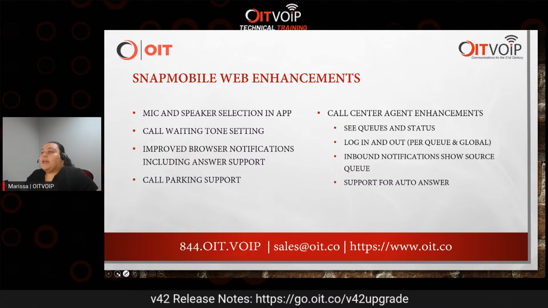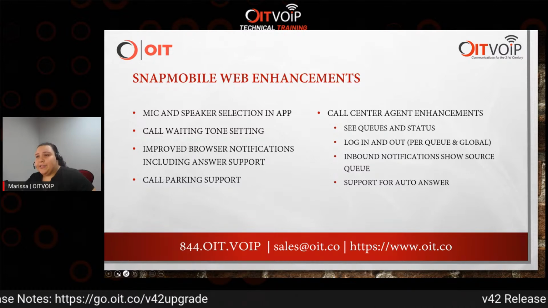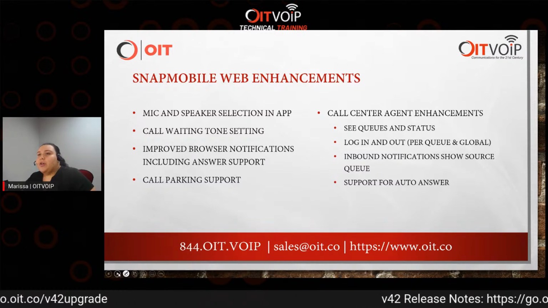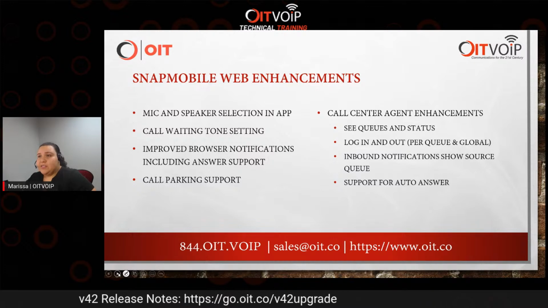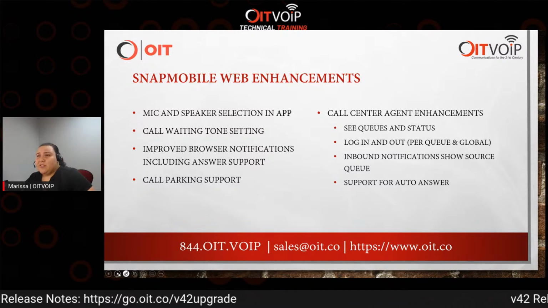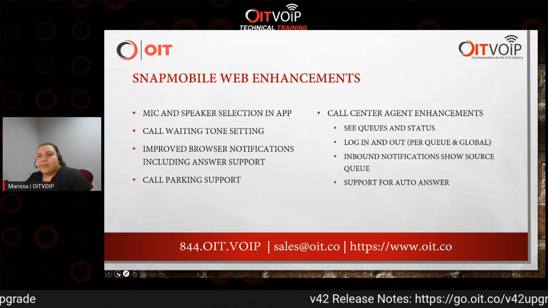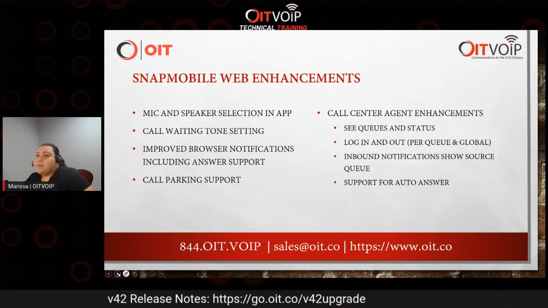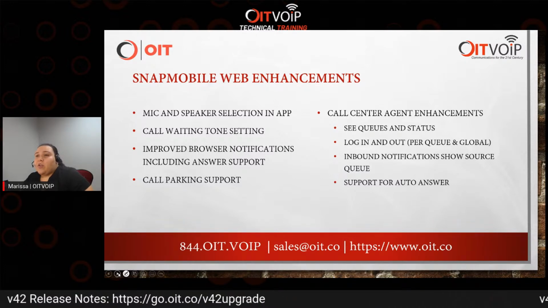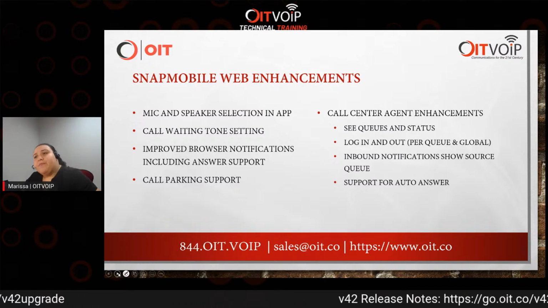First of all, mic and speaker selection in the app. Mic and speaker selection was a big pain point, especially when you're setting up SNAPMobile, because you had to make sure that the Chrome browser was set up properly, using the right mic and speakers. And if that wasn't the mic and speakers that you were using normally, you would have to keep switching between them, and it was just difficult and unmanageable. Now we've added in the settings a mic and speaker selection functionality, as well as a call waiting tone. So now you can control the settings that you can view there.